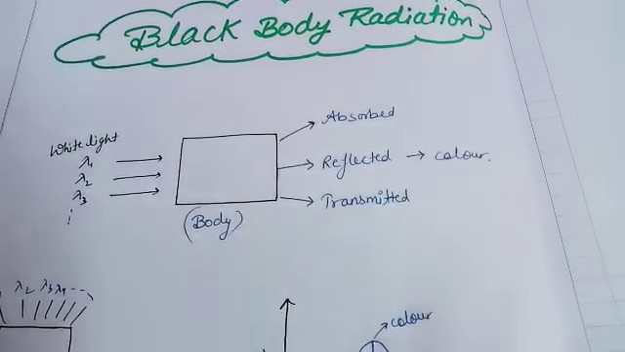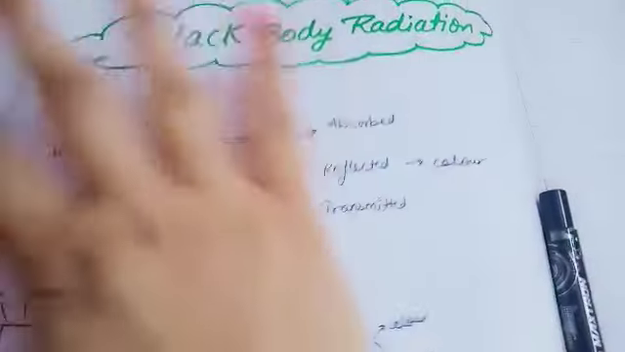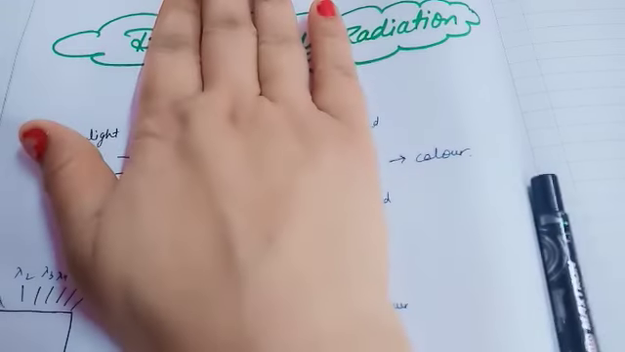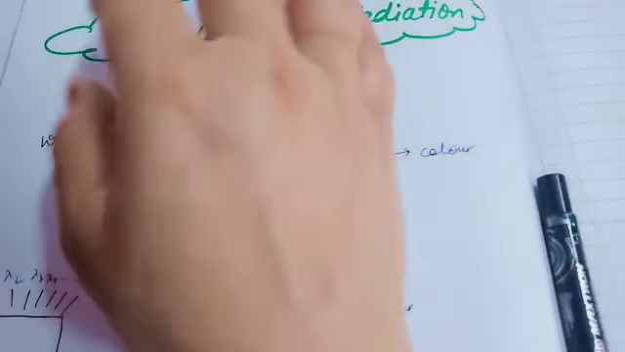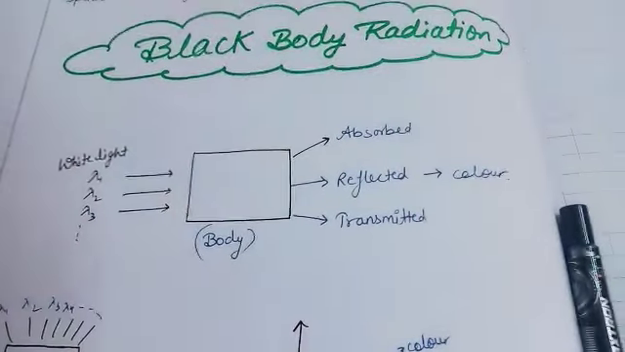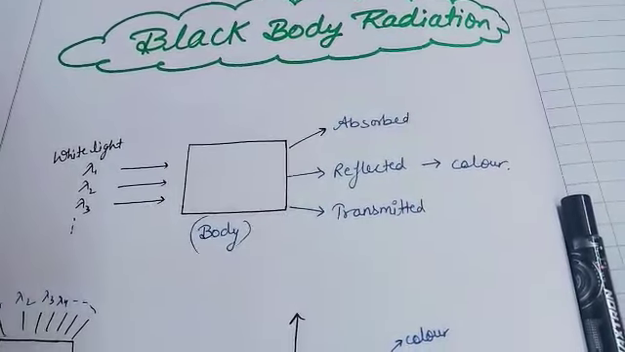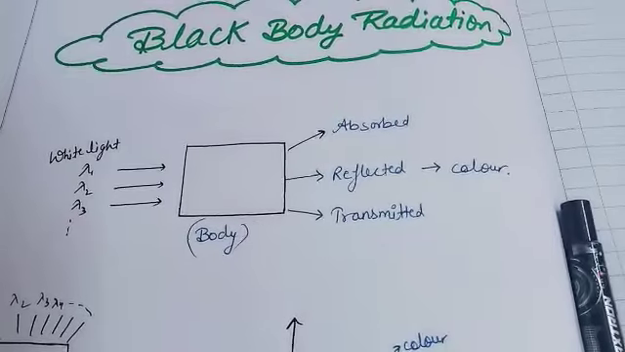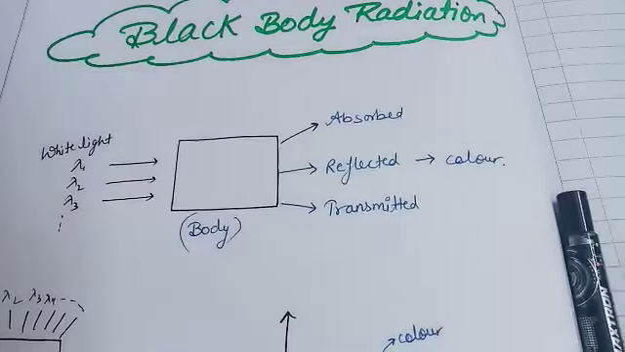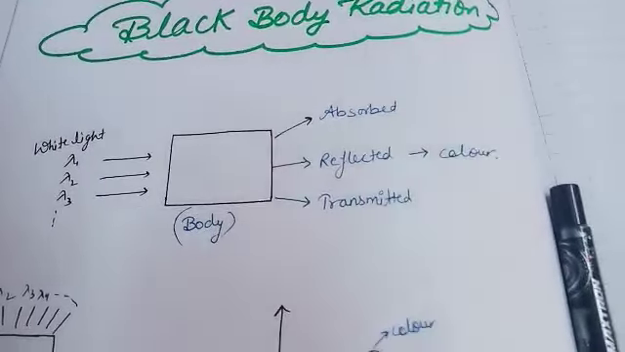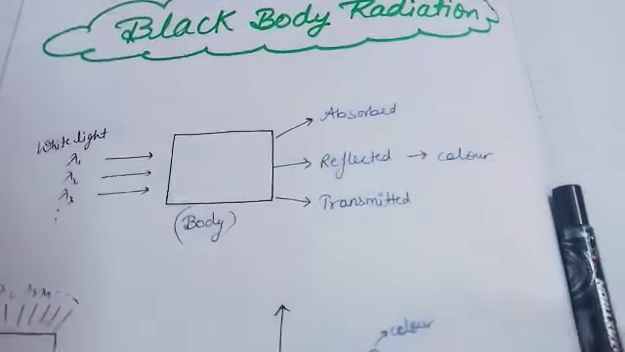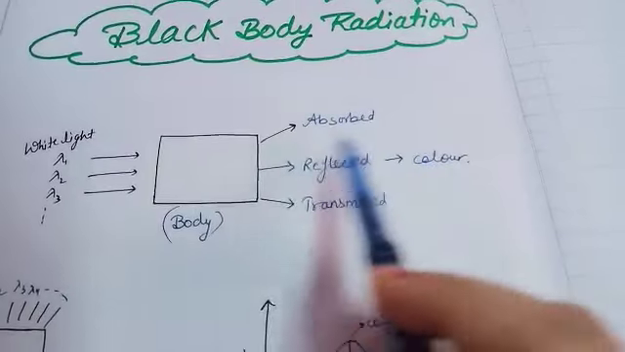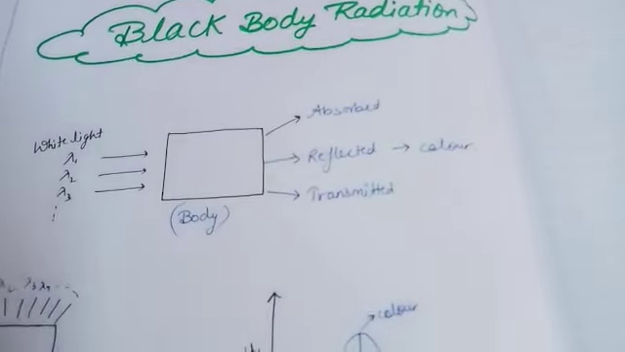Now you can take any example. Just see the color of the hand, whether it's white, or any skin color, or black. We are able to see that particular color because light of that particular wavelength is reflected by our body. That's why we are able to see that color. So it is because of reflection that color is seen.